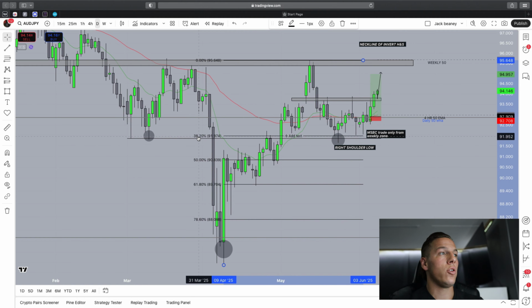So 38.2% of that 100% run, it's pulled back to. We need to see that as a minimum. Ideally, 50% is normally about right, but because we've got the inverted head and shoulders here, you can see price just caught that low, created the lower low on the right shoulder, and then moved.